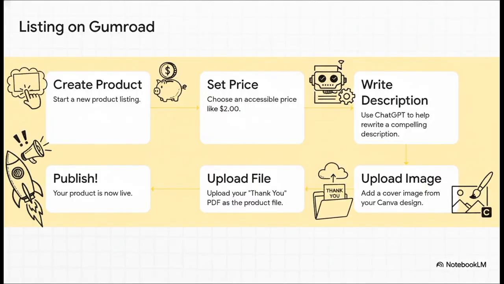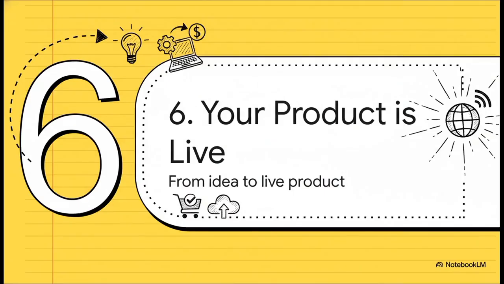And getting it listed is basically just a checklist. You create a new product, set a really accessible price, like $2, and write a quick description. Hey, you can even ask ChatGPT to help you with that. Upload your cover image, and then this is the key. Upload that thank you PDF as the actual file they're buying. Then you just hit publish. And just like that, we're at the final step. Your product is actually live.